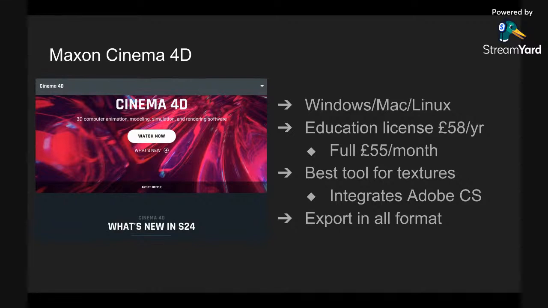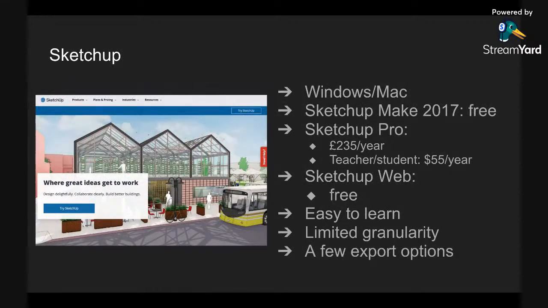It is, as you see, relatively expensive. The full license is £55 a month, but the educational license is only slightly more than that per year, not per month. So it's affordable if that's something your institution is willing to invest in. But it is quite specialist for animation rather than maybe the slightly more abstract modeling that the cultural heritage practitioners are comfortable with. We then get to SketchUp.